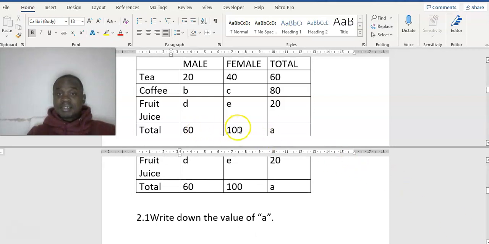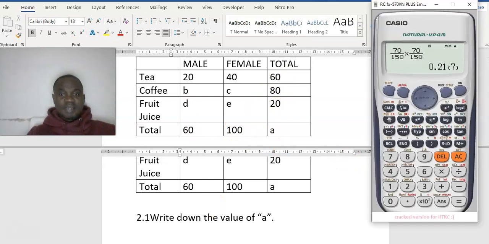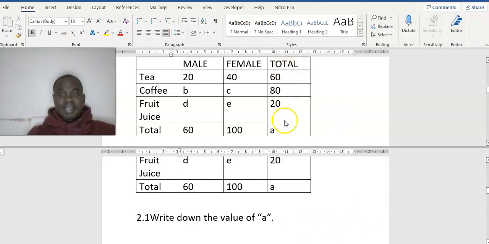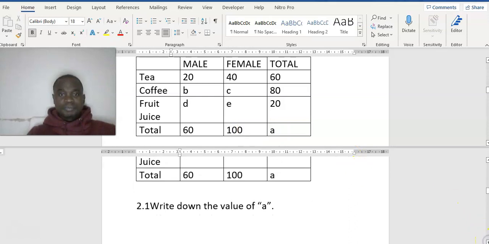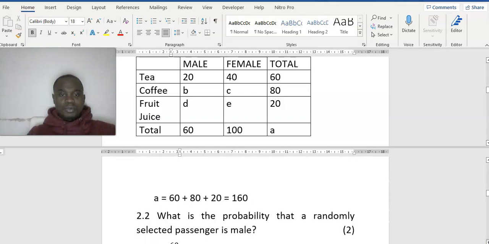You can just add this, or you can add this one. It must give you the same answer. So our value of A, you add 60 plus 100, 160. Or if I add this one, it must give me the same answer, 60 plus 80 plus 20, 160. So you can either add here or here. So our value of A is 160.